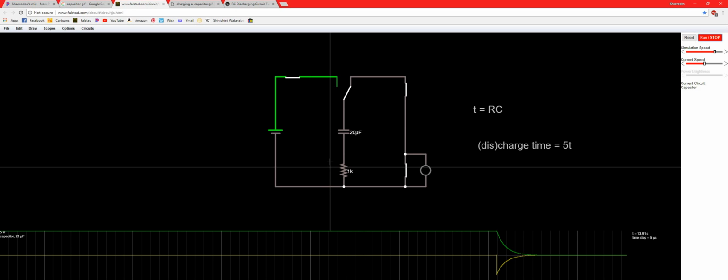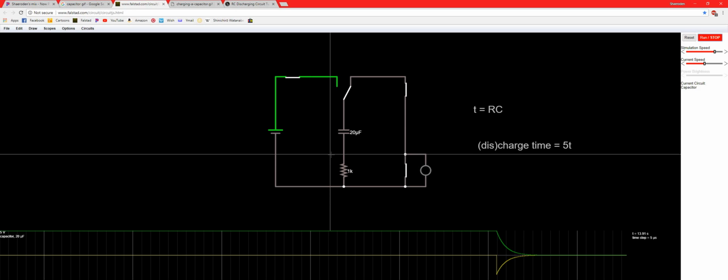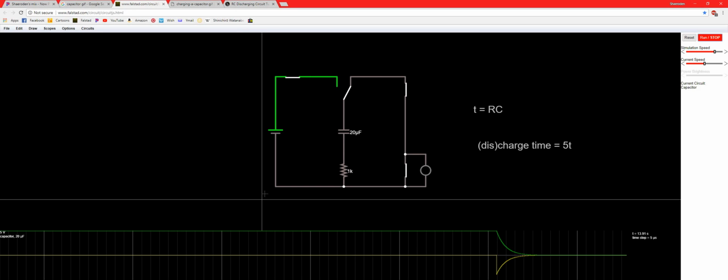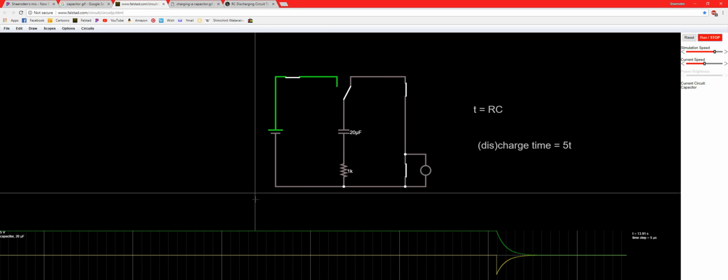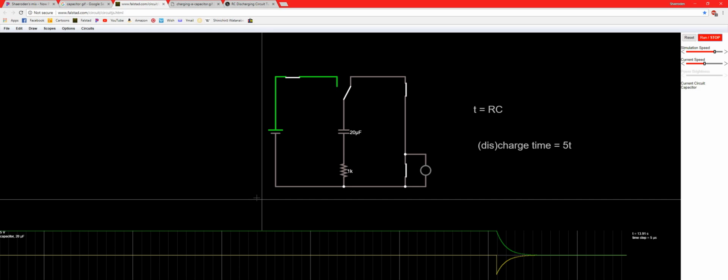So a capacitor both charges and discharges in a specific amount of time, which makes the capacitor very useful for making circuits that oscillate at a specific frequency, or filtering frequencies, or detecting frequencies. So whenever you have a time-sensitive circuit, a capacitor will pretty much always be used in some way.